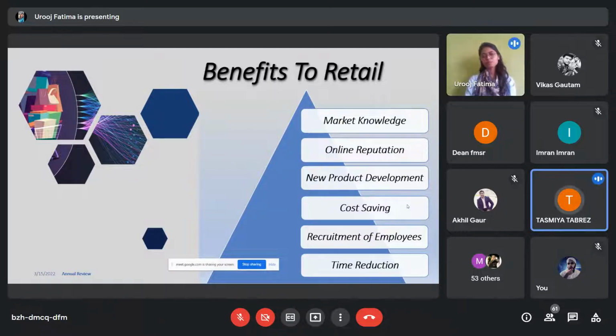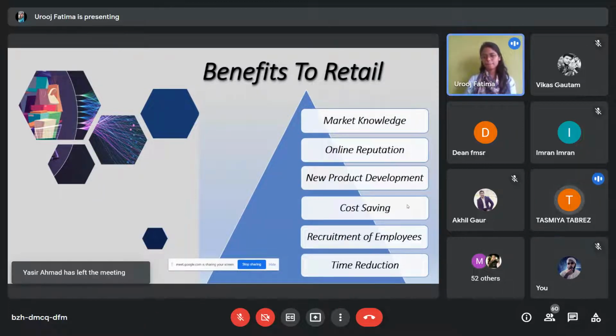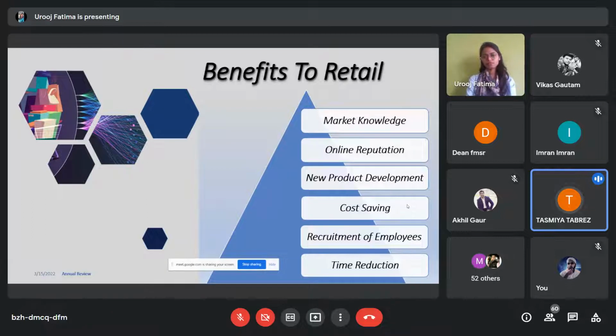Now moving to the second benefit, that is online reputation. Big data controls online reputation. We can use big data for sentiment analysis. You can use it to get feedback about your company and organization. Now moving to the third one, that is new product development. Using big data analytics, trends of customer need and satisfaction can be analyzed. This can further help to develop a whole new product according to their requirements.